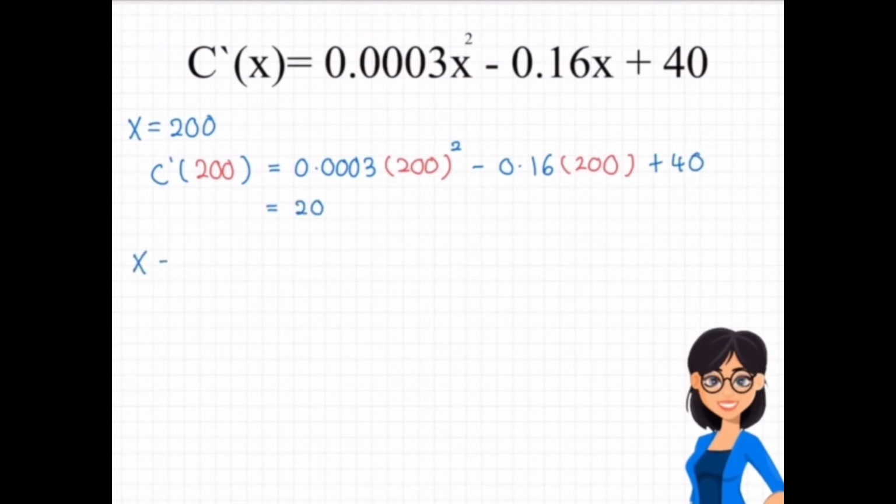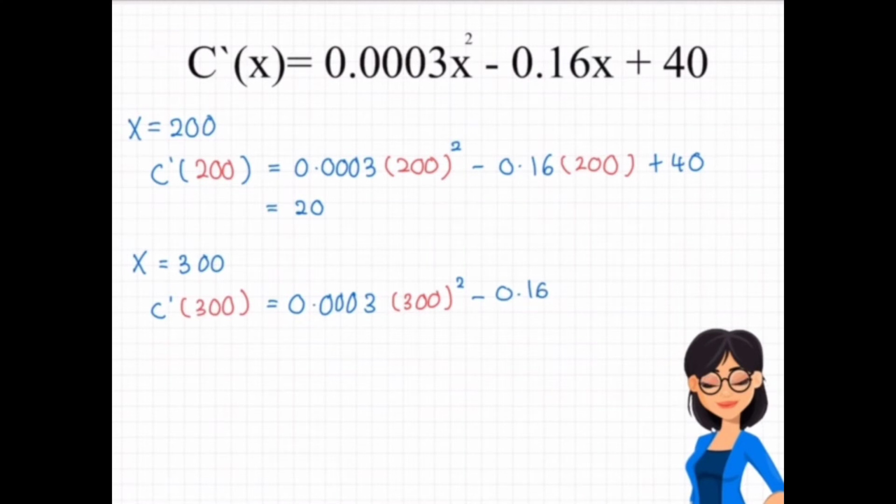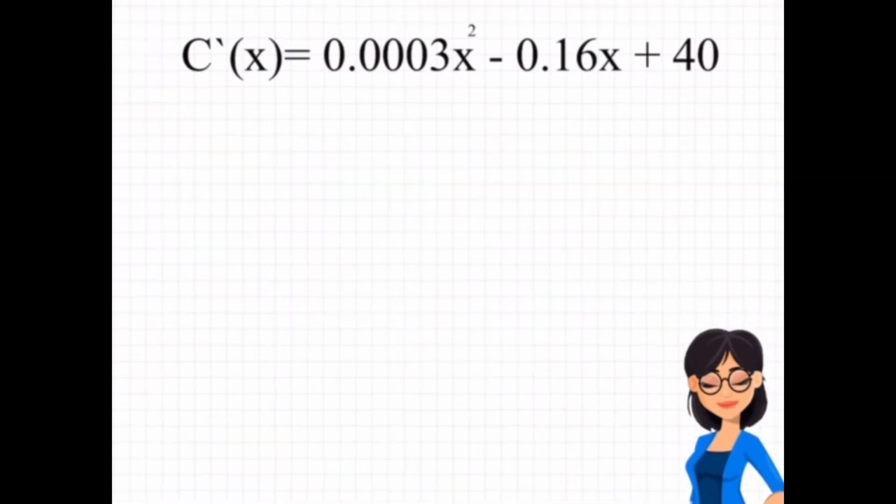Now, the same rule applies to the next question, which is x equals 300. C prime of 300 equals 0.003 times 300 squared minus 0.16 times 300 plus 40. After calculating with a calculator, you are going to get 19 for this question. Our next question is going to be when x is equal to 400.